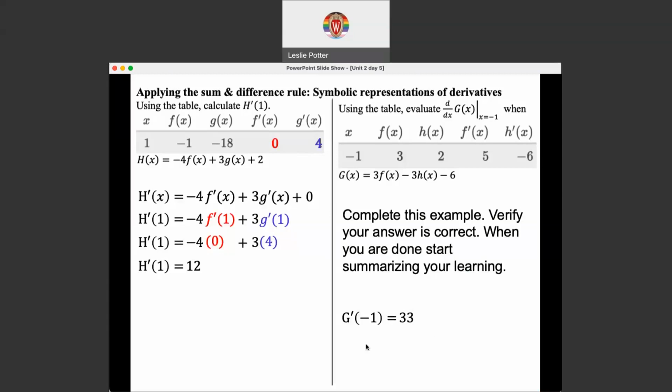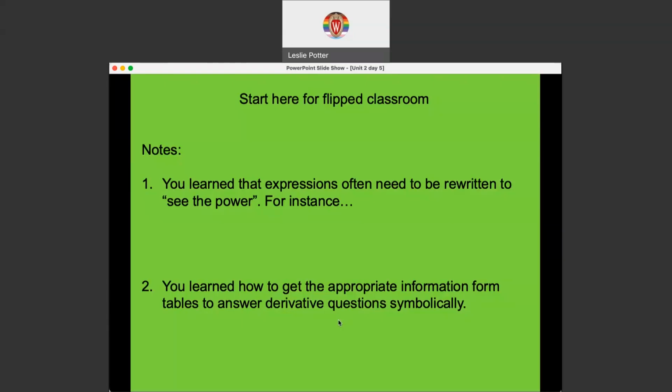If you didn't get 33, what you need to say to me in the next class is, hey, Miss Potter, I didn't get the right answer for the notes. Can you go over that example for me? And I will. It just takes one person to ask. So that's your homework, is to ask that question if you didn't get 33. When we see each other in class, we'll go over the takeaways and we'll get started on those topic questions for the power rule.